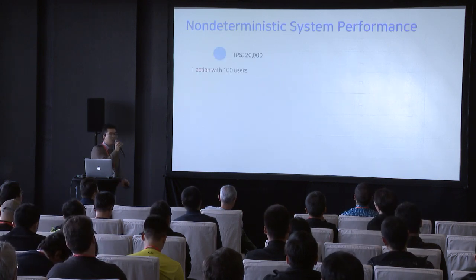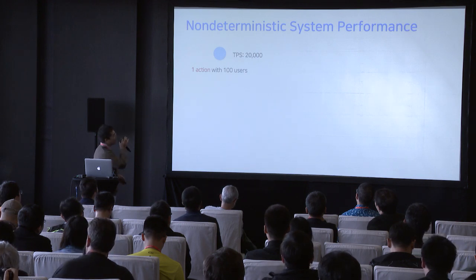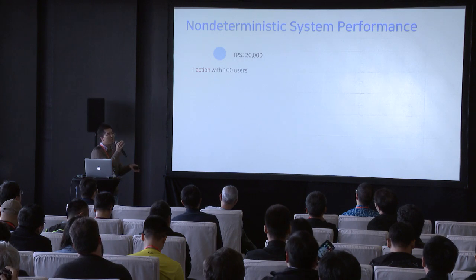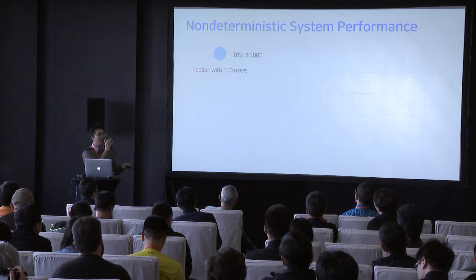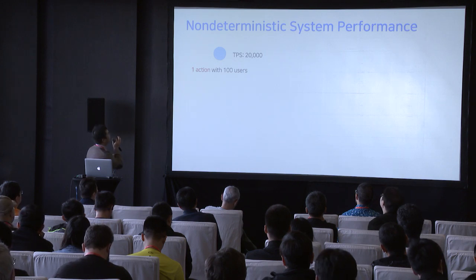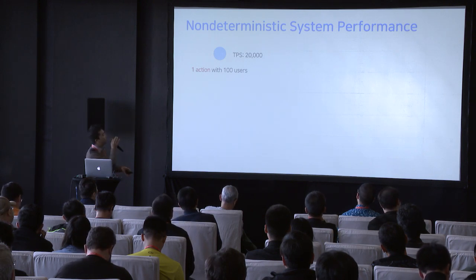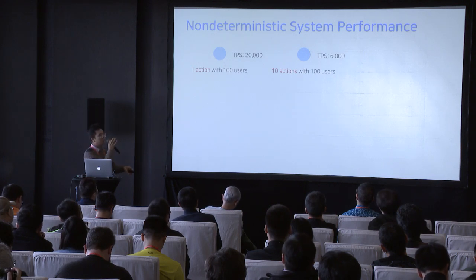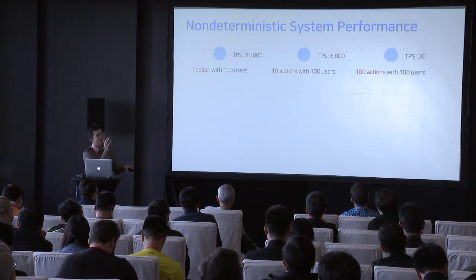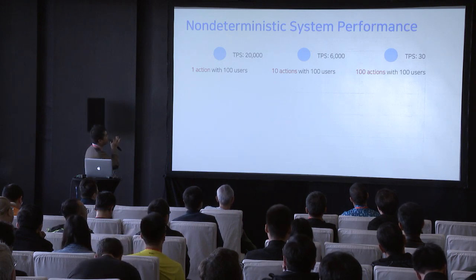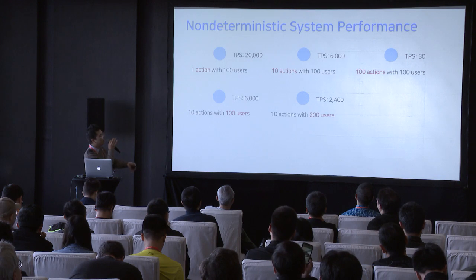And because there's such a big difference between the TPS of one action and 100 actions, here comes a new question: we cannot determine how many TPS our cluster can provide. For example, if there are only 100 active users and each user invokes one action, we may provide a max of 20,000 TPS. But if each user invokes 10 actions, the TPS can be reduced to 6,000. And it can even fall to 30 if each user invokes 100 actions randomly. And the max TPS also changes if the active users change. Like this, and like this, and like this.